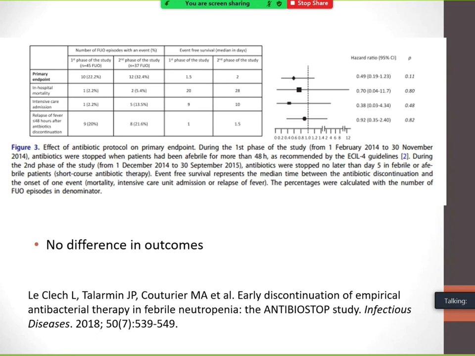So I'm not generally comfortable stopping antibiotics at day five of fever unless I'm very sure I know what is driving it. But you do have a decent study. It's a prospective observational study, so it's kind of the next best thing to a randomized control trial showing that you might be fine stopping it.